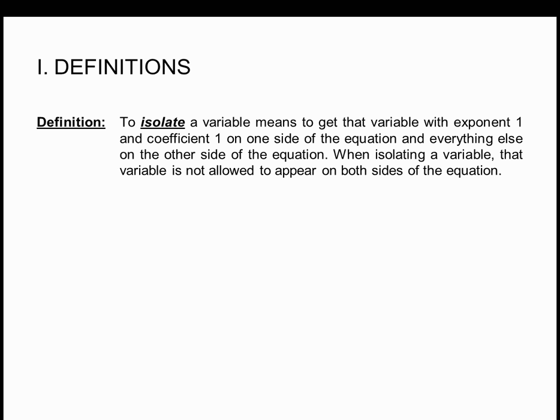Definition. To isolate a variable means to get that variable with exponent 1 and coefficient 1 on one side of the equation and everything else on the other side of the equation. When isolating a variable, that variable is not allowed to appear on both sides of the equation. And you can't have x equals something else about x, because that would mean if you tell me what x is, then I'll be able to tell you what x is.